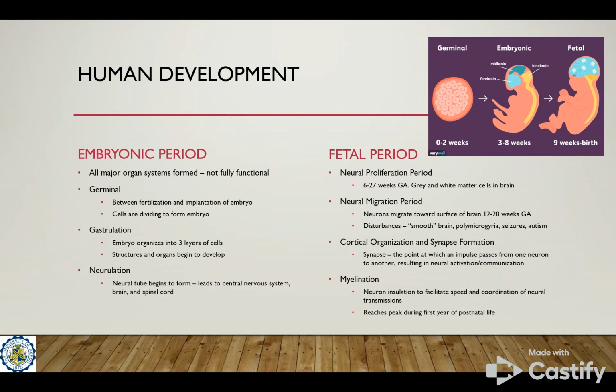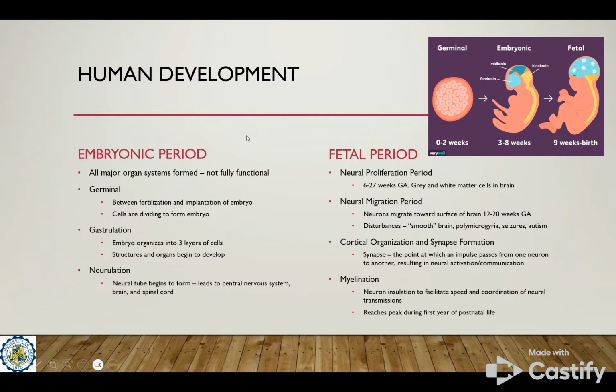Then moving into the fetal period, the neural proliferation period is between 6 to 27 weeks gestational age. GA stands for gestational age, and that's the age of the fetus within the pregnant person. So 6 weeks gestational age means that fetus has been growing for 6 weeks. This is when gray and white matter cells start forming in the brain, and these are very important cells for brain development. The neural migration period then starts, and that's when those neurons start to migrate towards the surface of the brain.